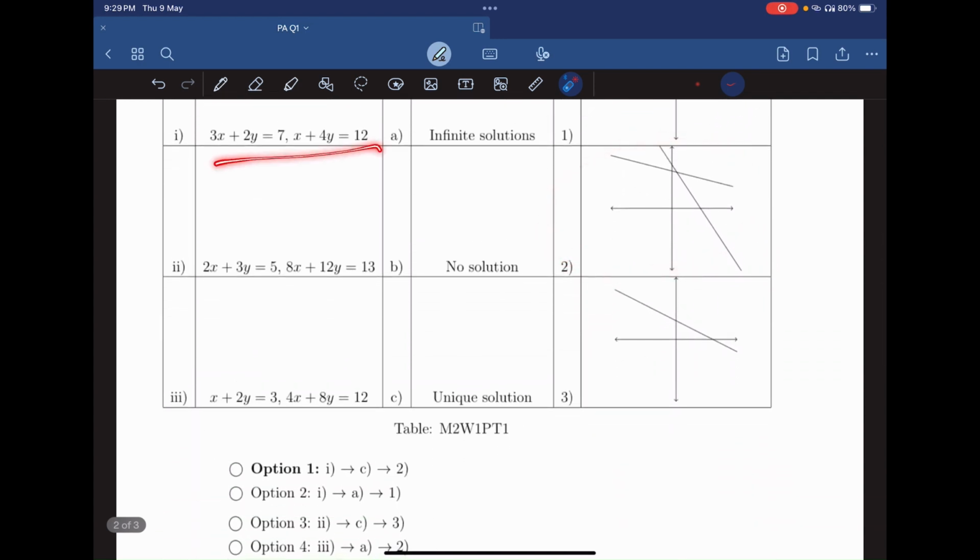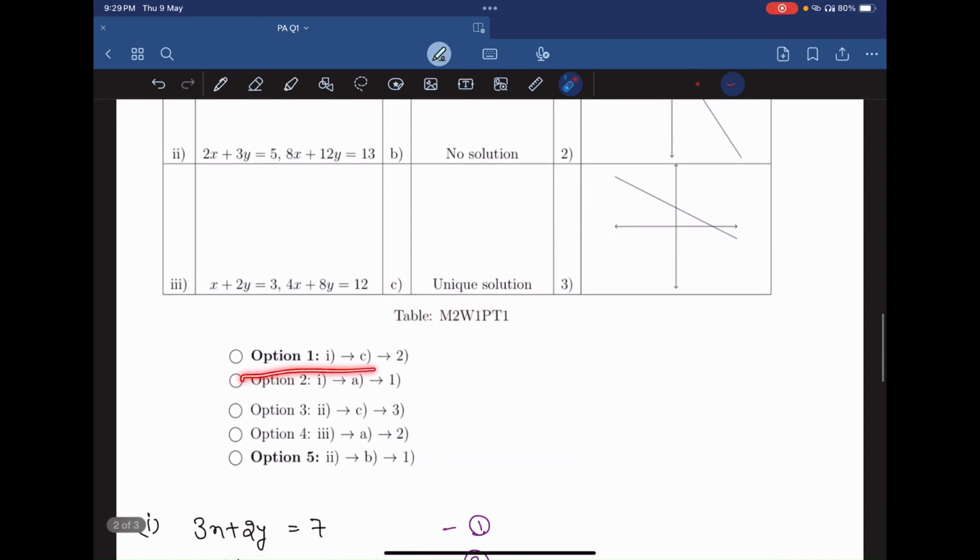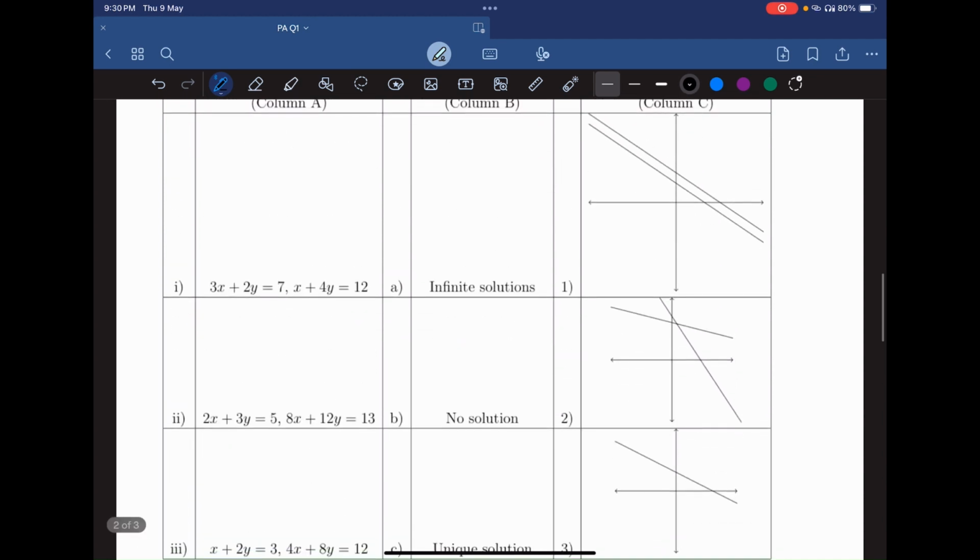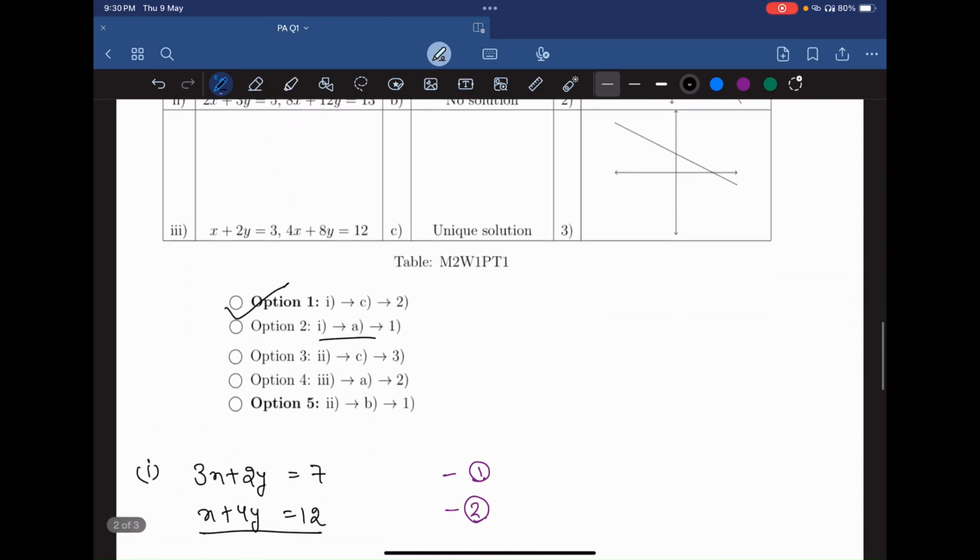So 1 will match with C and 2. That is in option 1, so that would be correct. While in option 2, it is given that 1 will match with A. That will not be the case because it is a unique solution, not infinite solutions. So it is wrong.